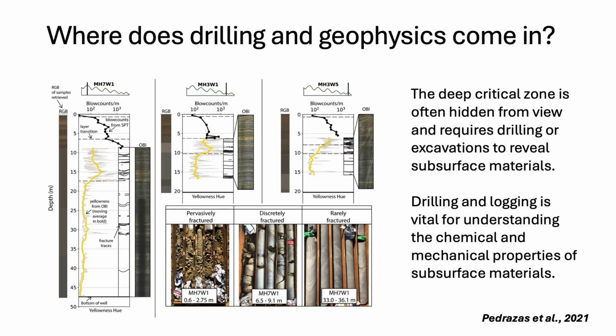So where does drilling and geophysics come in? As I mentioned before, this zone is often hidden from view. We're thinking about the top 50 to 100 meters of Earth's surface, and it's hidden beneath soil. We rely on drilling or excavations to reveal these subsurface materials and provide direct samples where we can look at the chemical and physical properties of the subsurface. This is an example from the Northern California Coast Range where Pedrosas and others nicely show variations in fracture density and color of these pores, and get at how deep the weathering is across these different boreholes, which span variations in hillslope size in this landscape.